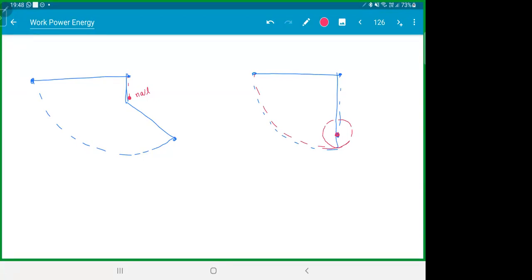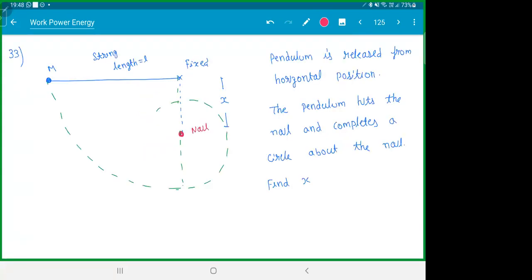So this motion would be something like this. It will go till here. So this is how the entire motion will look. It will go from here to here and then will come back again. It won't complete a circle. So the question is find x if it completes a vertical circle about the nail. Finish off, easy one.